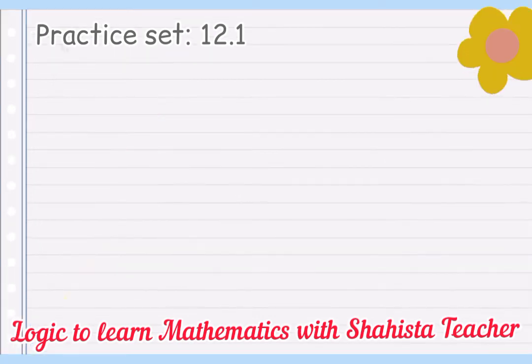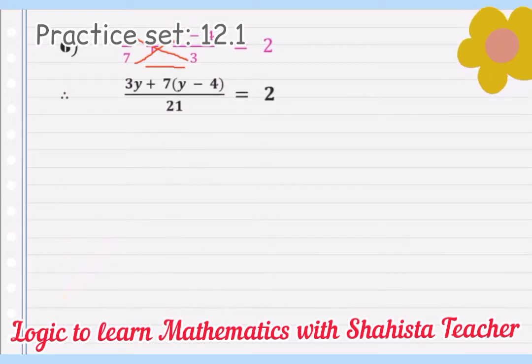Okay, my dear students, now let's solve question number 6. Here y upon 7 plus y minus 4 upon 3 is equal to 2. This is the left hand side and the right hand side is 2. Simply we will do cross multiplication. So y will multiply by 3 and 7 will multiply by y minus 4. Now 7 will multiply by 3, so 7 3s are 21. 21 will become the denominator.